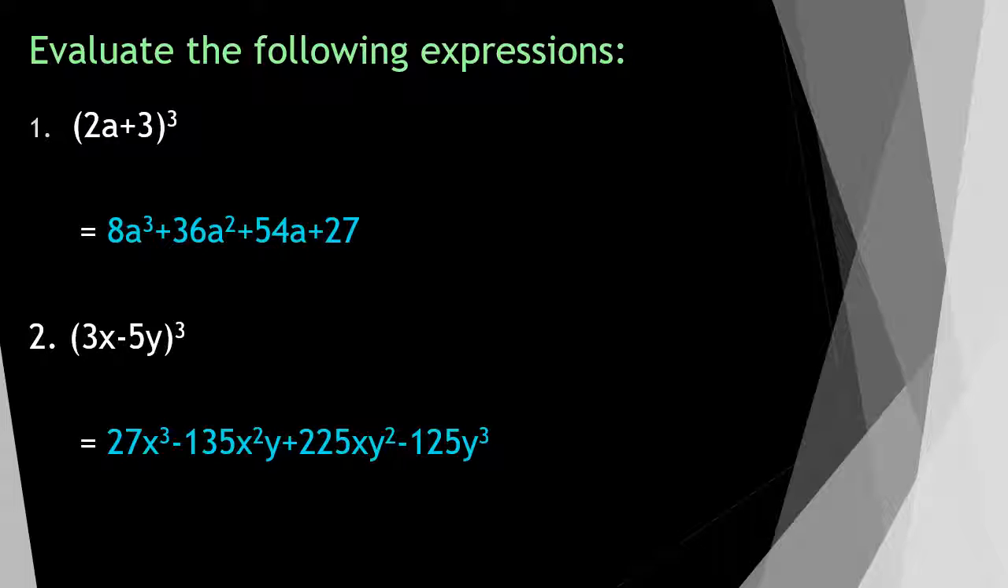Thus, our final answer is 27x cubed minus 135x squared y plus 225xy squared minus 125y cubed, which is simply equal to the quantity of 3x minus 5y cubed.